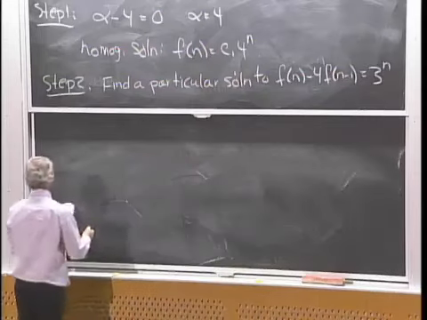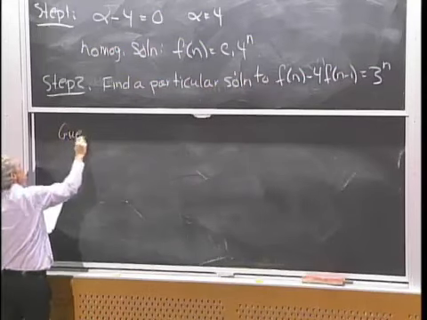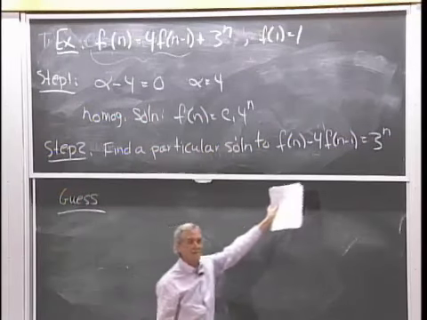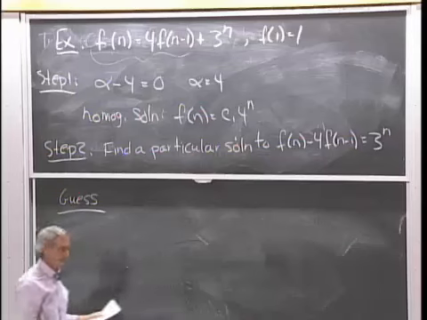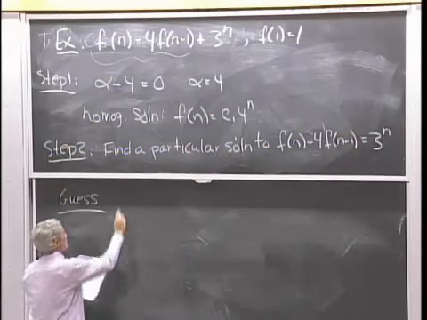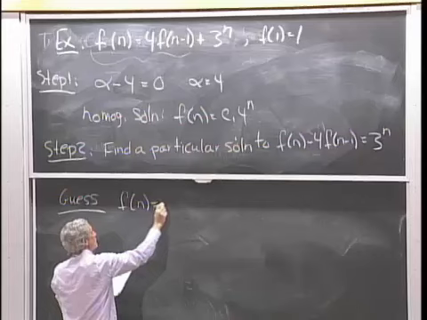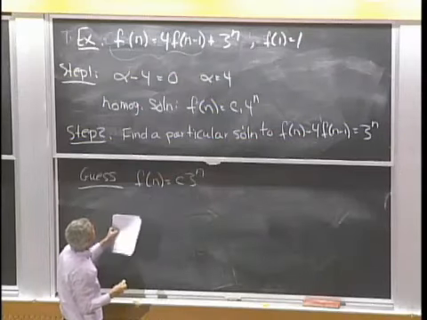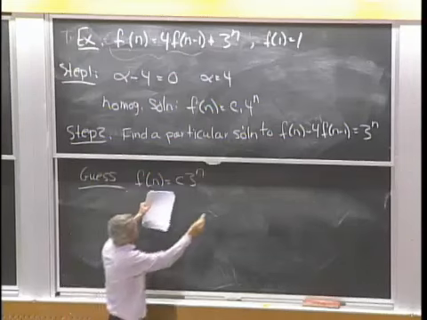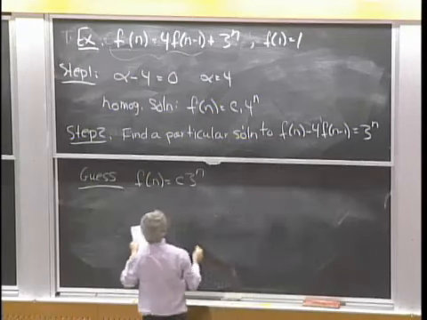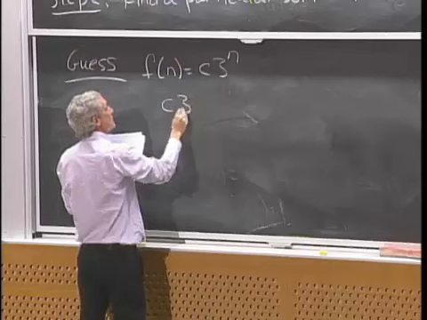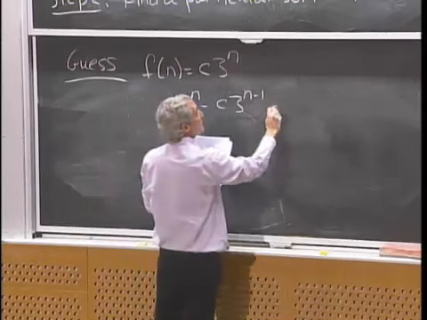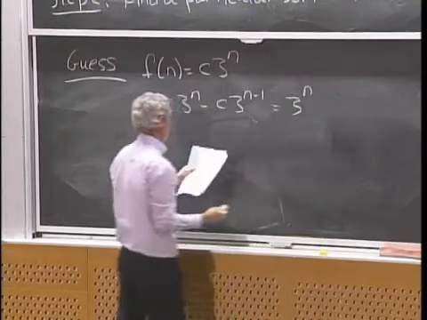All right, so this is just like differential equations, right? Same guessing strategy exactly used in differential equations, those of you who've had that. So we guess f of n equals a constant times 3 to the n. And let's plug it in. So we plug that in up there. We get c 3 to the n minus c 3 to the n minus 1 equals 3 to the n.